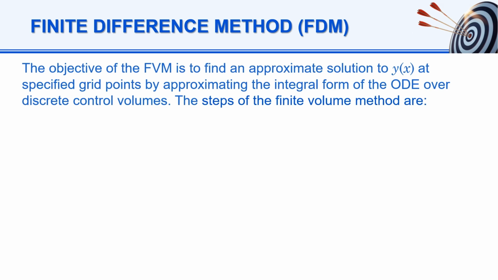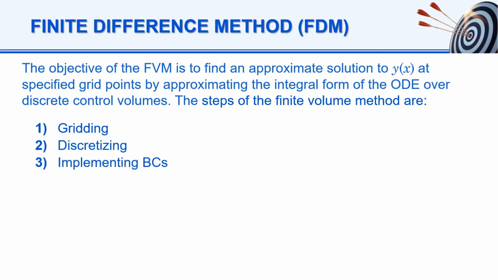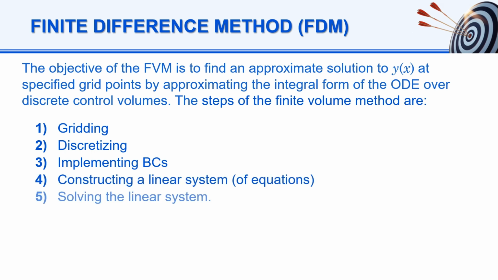The objective of the finite volume method is to find an approximate solution to y(x) at specified grid points by approximating the integral form of the ordinary differential equation over discrete control volumes. The steps of the finite volume method are gridding, discretizing, implementing boundary conditions, constructing a linear system, and solving the linear system.